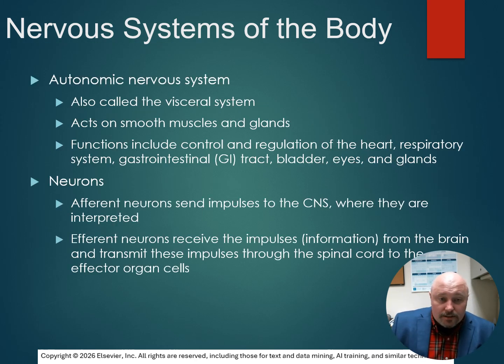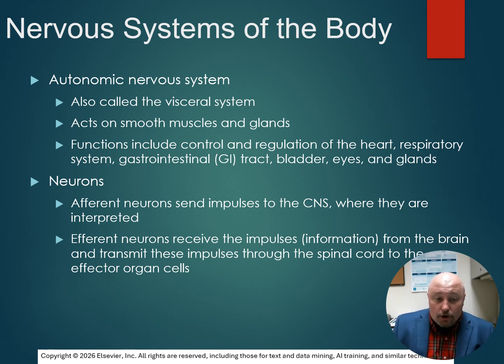The autonomic nervous system, also called the visceral system, acts on smooth muscles and glands within the body. It also has functions including the control and regulation of the heart, respiratory system, GI tract, bladder, eyes, and glands. These are things that are functioning within our body that we're not necessarily actively thinking about.